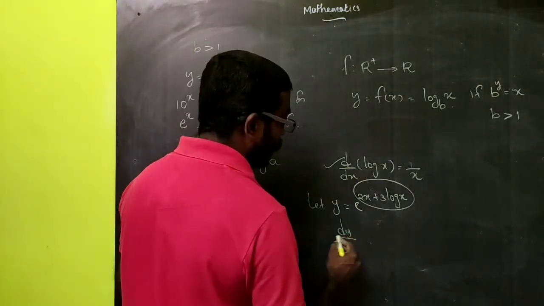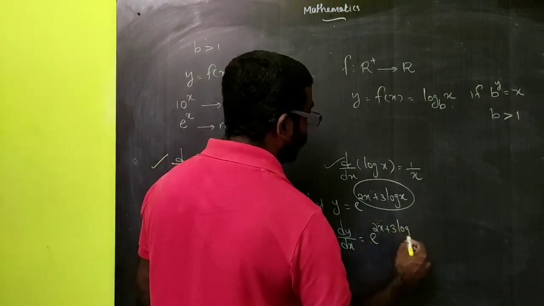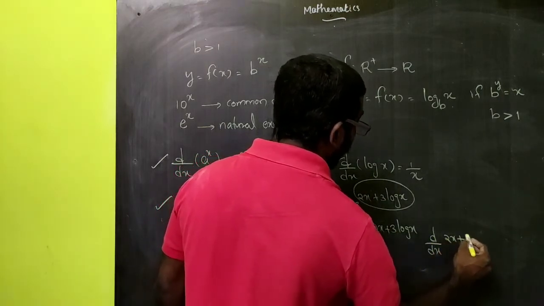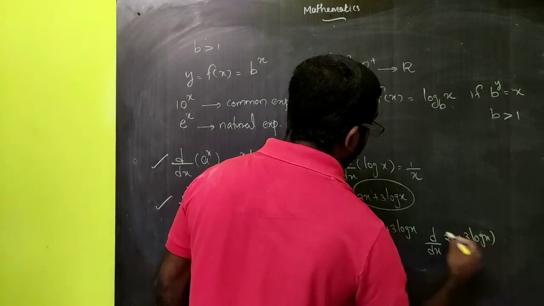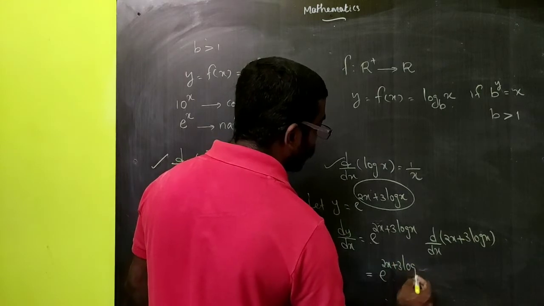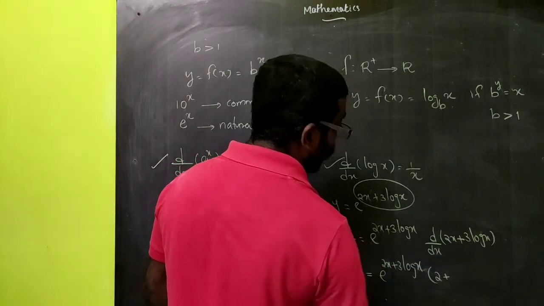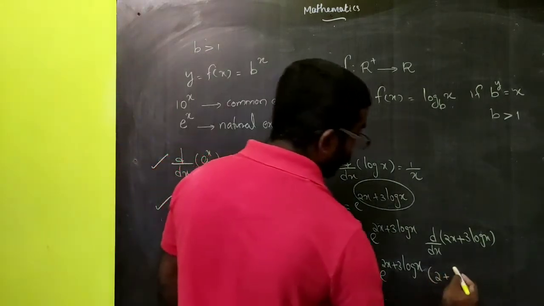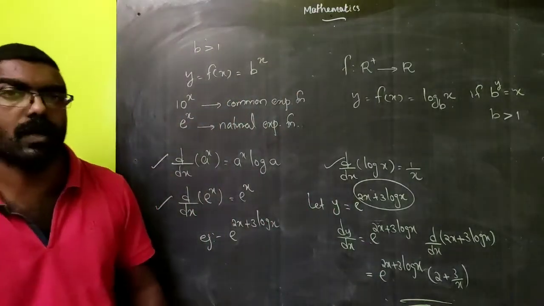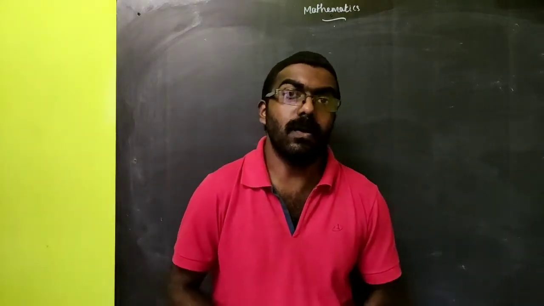So dy by dx is equal to e raised to 2x plus 3 log x, then the derivative d by dx of 2x plus 3 log x. The derivative of 2x is 2, then the derivative of log x is 1 by x, so 3 by x. So this is our answer: e raised to 2x plus 3 log x into 2 plus 3 by x. Clear? Next one is logarithmic differentiation.